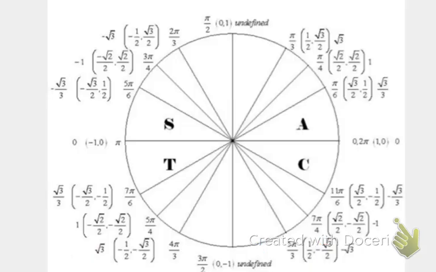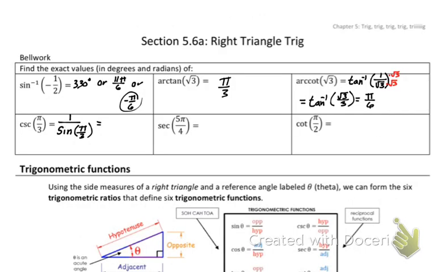All right, so I go to my unit circle. I find pi over 3. My sine value is square root of 3 over 2, so the reciprocal would be 2 over square root of 3. I need to simplify that, so I'd multiply the bottom and top by square root of 3. So my 100% correct answer would be 2 square root of 3 over 3.